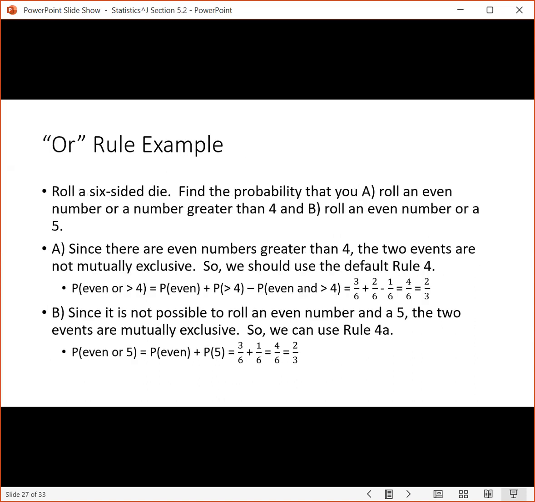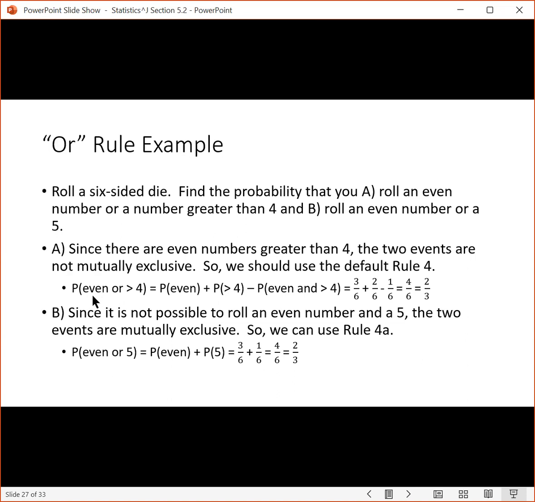All right, let's look at an or rule example. It says go through and roll a 6-sided die, find the probability that you roll an even number or a number greater than 4, and then roll an even number or a 5. Okay, so let's look at the first one here. Since there are even numbers greater than 4, the two events are not mutually exclusive. So we need to use the default rule 4 when it comes to finding this probability.